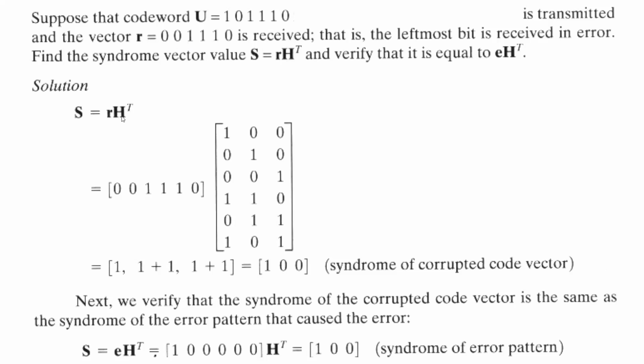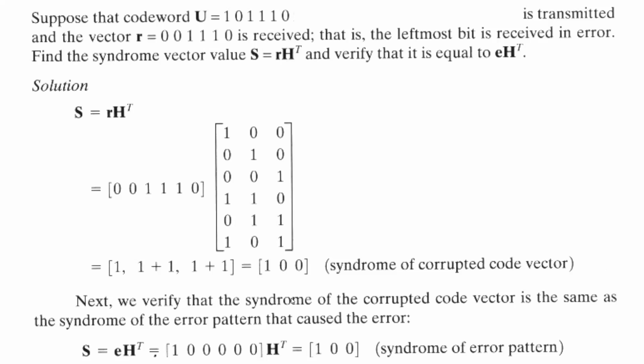Syndrome is given by S equals R times H transpose, because I know G. G will be given to you, so I can find out H transpose. If I multiply the received vector with H transpose, what I'm getting here is 100. Syndrome is not 0. So that means the received vector is not a valid code word. This is not what actually was transmitted; rather, this is not a valid code word from the code book.